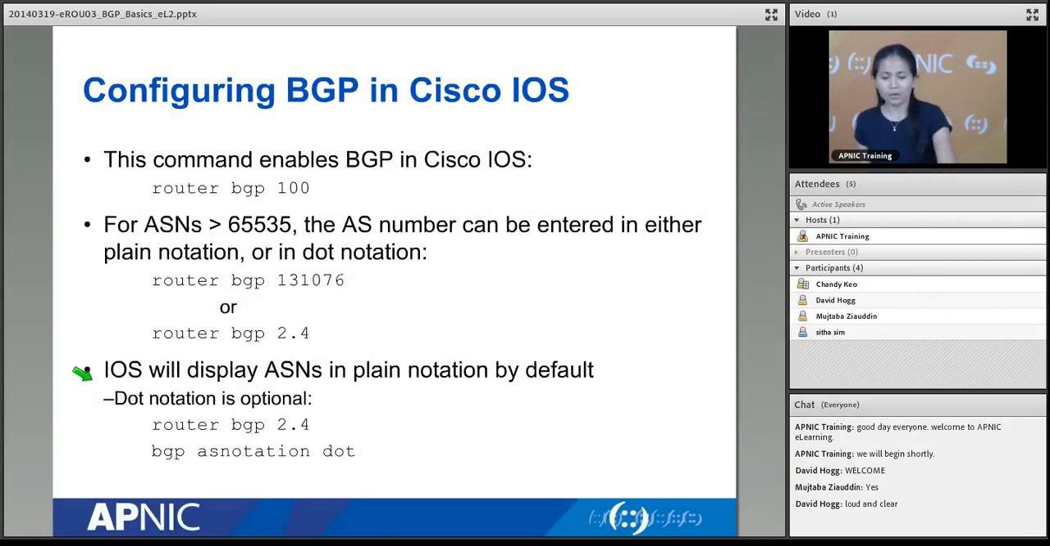Now how do you configure BGP? I only have Cisco IOS as an example here. You have to, of course, specify the AS number. For AS numbers that are greater than 65535, which are 4-byte AS numbers, you can either use AS plain, which we recommend in this case, something like this, or you can use AS dot. I've already explained how it should be done, so just have a look at that.